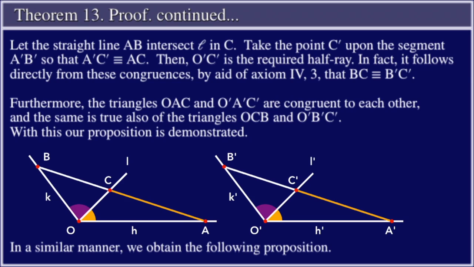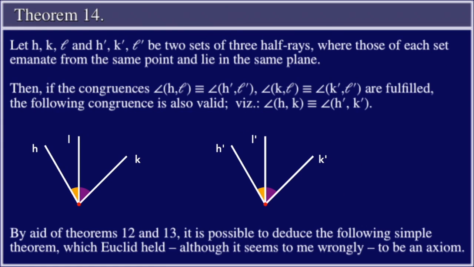In a similar manner, we may obtain the following proposition. Theorem 14. Let H, K, L and H', K', L' be two sets of three half-rays where those of each set emanate from the same point and lie in the same plane. Then if the congruences, the angle HL is congruent to the angle H'L', and the angle KL is congruent to the angle K'L', hold, the following congruence is also valid, namely, the angle HK is congruent to the angle H'K'. By the aid of Theorems 12 and 13, it is possible to deduce the following simple theorem, which Euclid held, although it seems to me wrongly, to be an axiom.